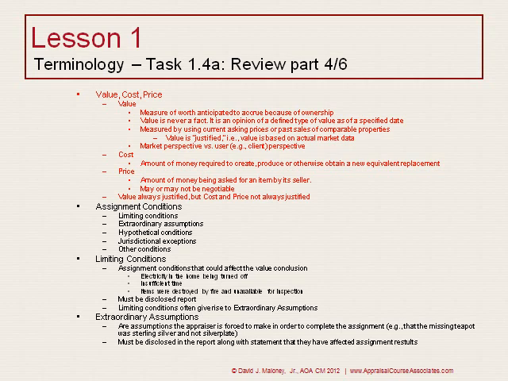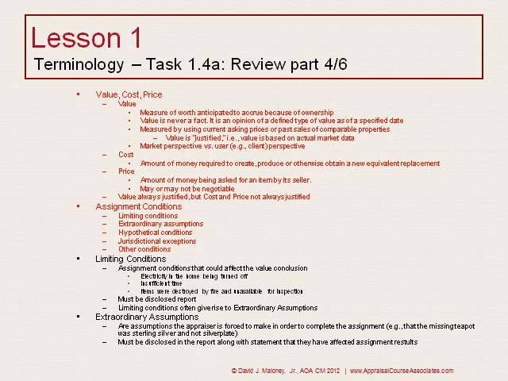Assignment conditions are those conditions which vary with the assignment and which could affect the appraiser's opinions or conclusions. Therefore, assignment conditions must be identified and disclosed within the final report, so that intended users are well informed and better able to gauge the credibility of the report as it might be affected by these assignment conditions. Included in assignment conditions are limiting conditions, extraordinary assumptions, hypothetical conditions, jurisdictional exceptions, and other conditions that might be encountered.